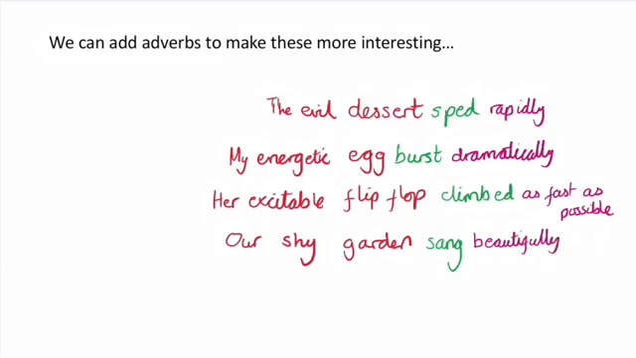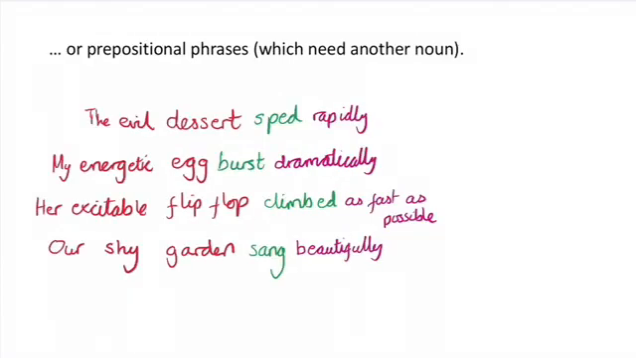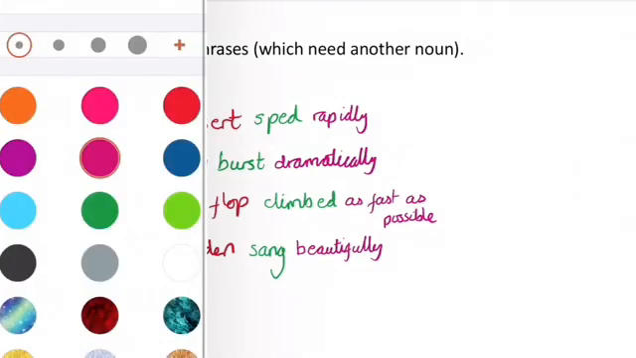Okay, so I've now got the evil dessert sped rapidly. My energetic egg burst dramatically. Her excitable flip-flop climbed as fast as possible. Our shy garden sang beautifully. And again, I could pop a full stop on the end of each of those and call it quits. But I'm going to have a go at one last thing, one last good solid year 4 type of grammar. So the last thing I'm going to do is add prepositional phrases on the end.